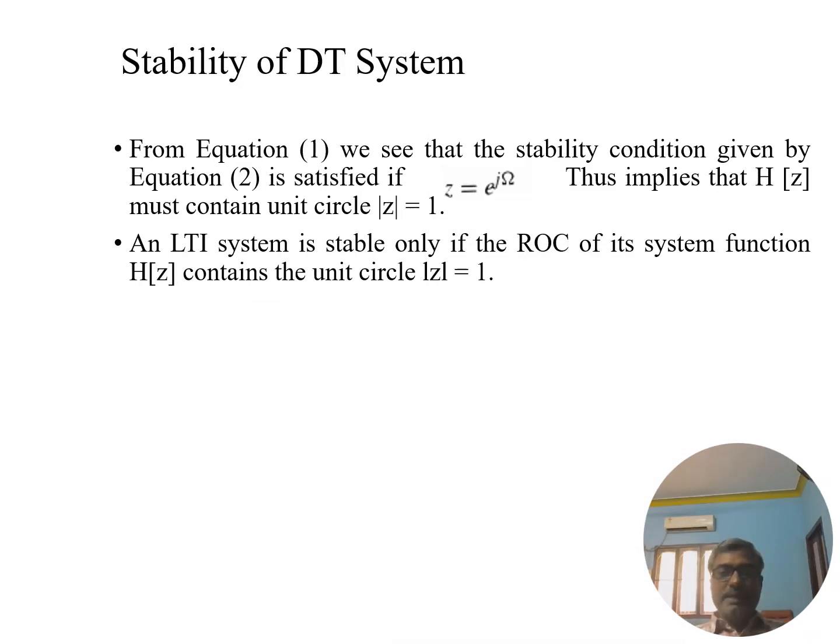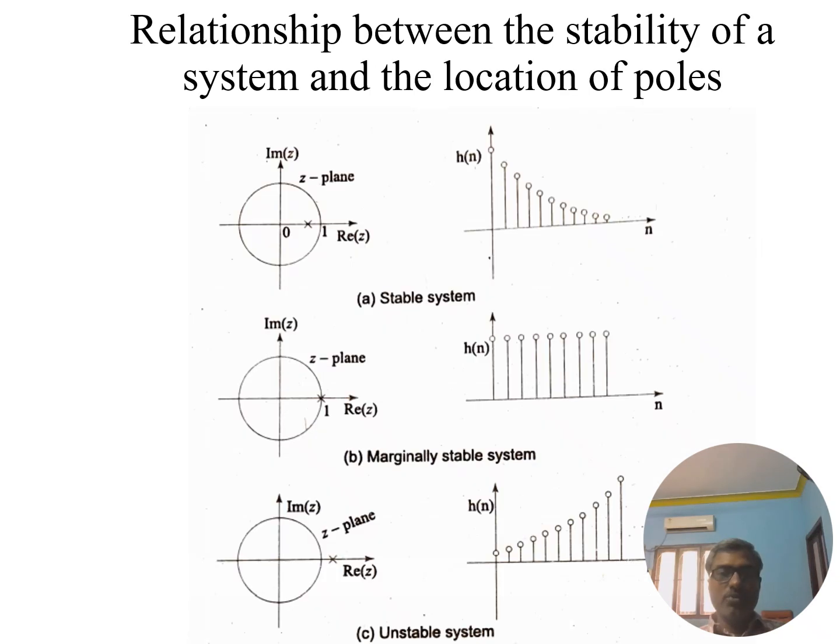For a linear time-invariant stable system, the poles of the system will lie inside the unit Z circle. If they lie outside the unit Z circle, such systems are said to be unstable. If a pole lies exactly on the boundary of the circle, that kind of system is said to be marginally stable. Now we will see the relationship between the stability of the system and the location of the poles.